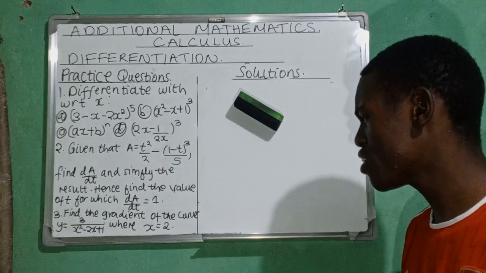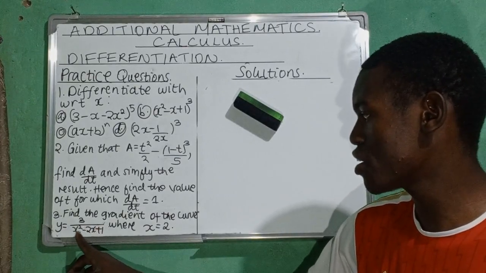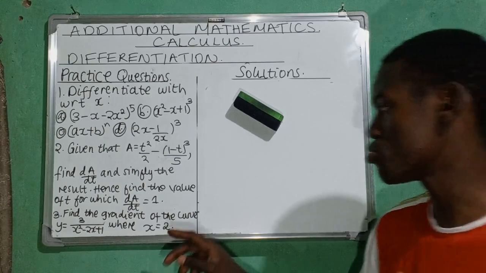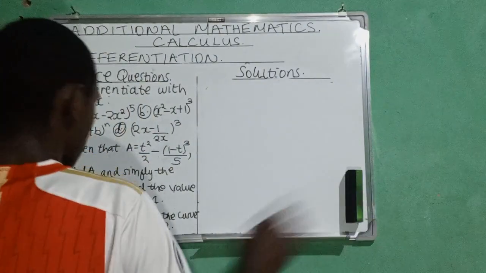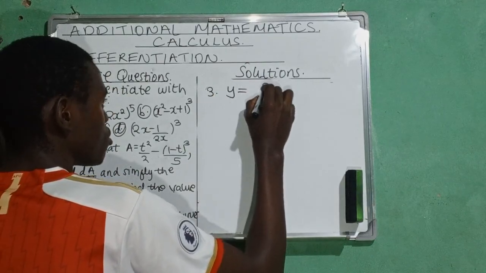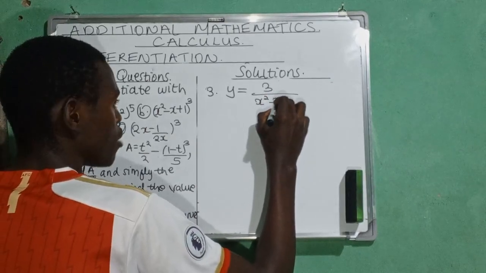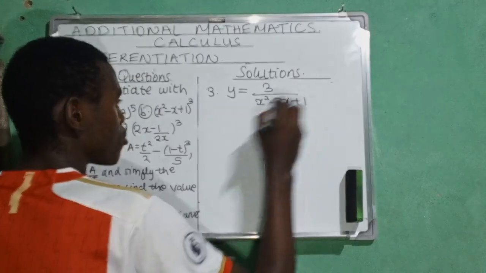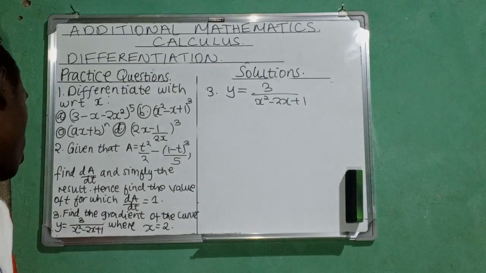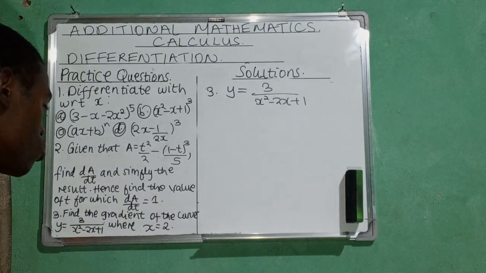Question 3 reads, find the gradient of the curve y is equal to 3 divided by x squared minus 2x plus 1, where x is equal to 2. Okay, so we have a curve with the equation y is equal to 3 divided by x squared minus 2x plus 1. They want us to find the gradient of the curve where x is equal to 2.